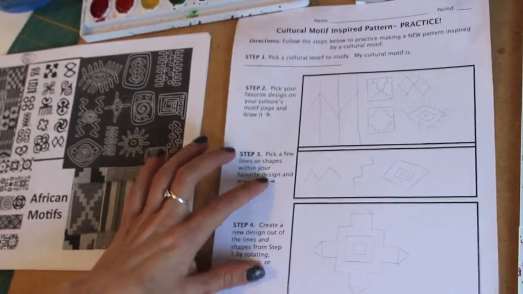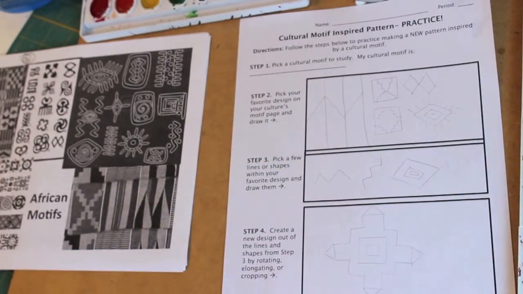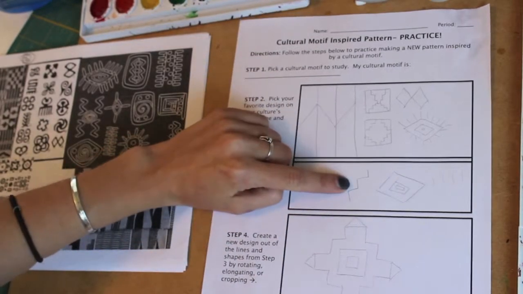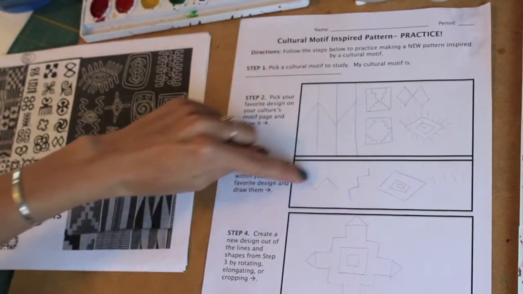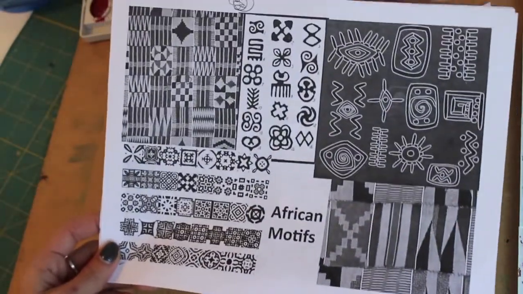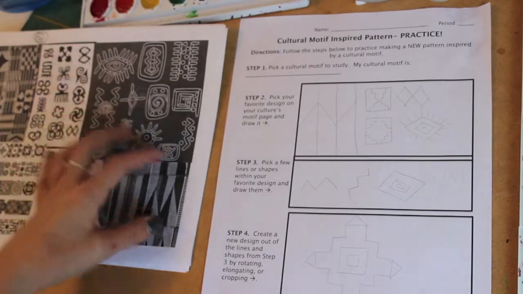Step 4 is asking you to create something new with all of these ideas. So you can rotate things, stretch things out, or crop or layer. So I used the stair-step design, this layering, and the zigzags, and I created a new design. My point in showing this to you is that instead of directly copying what you see, I want you to challenge yourself to come up with something new from what you see.